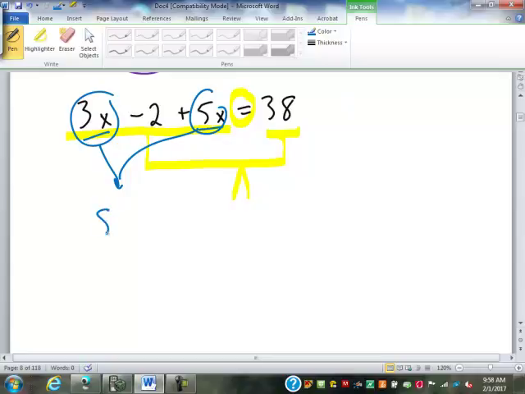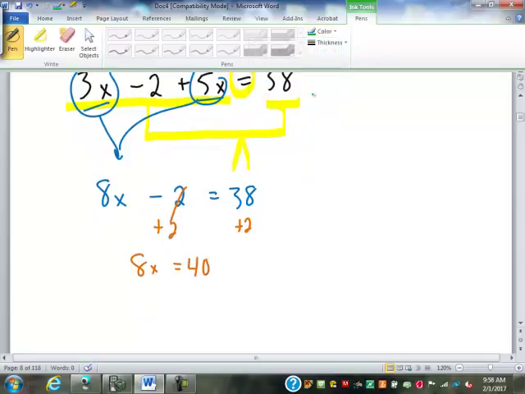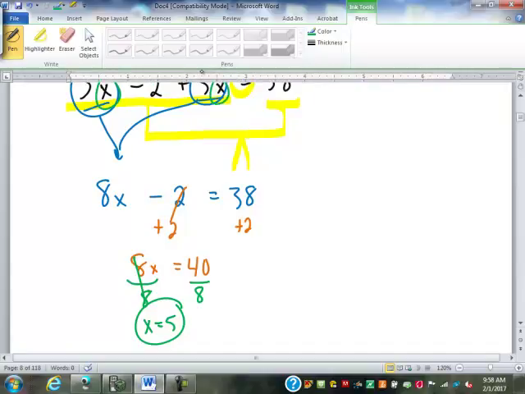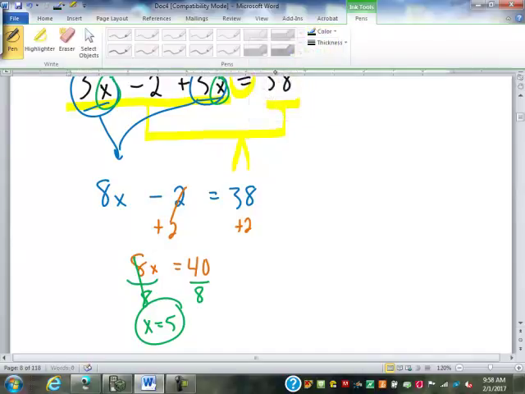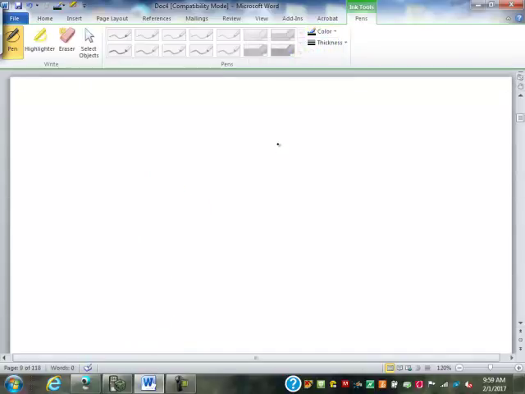3x and 5x make 8x. So we can turn this equation into 8x minus 2 equals 38. And now we would solve it by what we did before. What's our first step? Plus 2. So 8x equals 38 plus 2 is 40. And then divide by 8. So x equals 5. And again, you could double check it by putting 5 back in where the x's appeared in the original equation and seeing whether we got the same value on each side. Now, slightly different than that is an equation that looks like this.